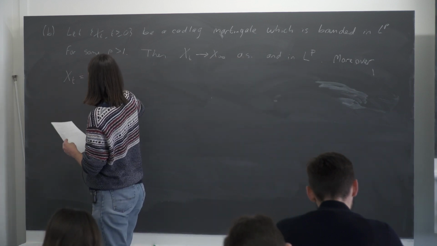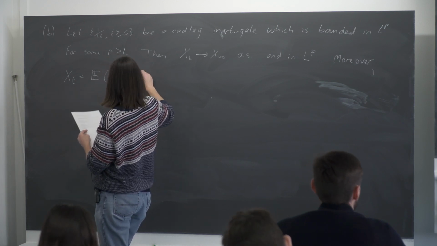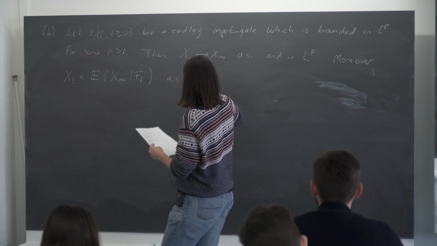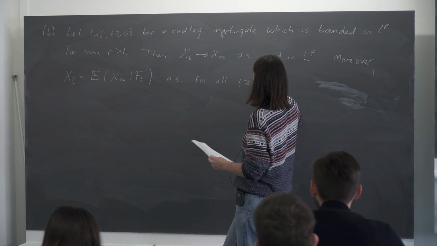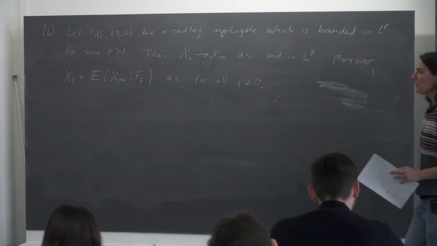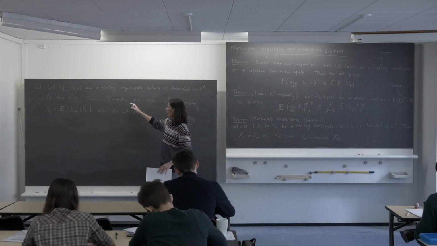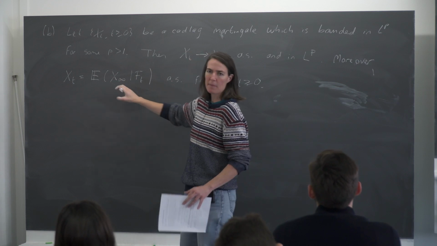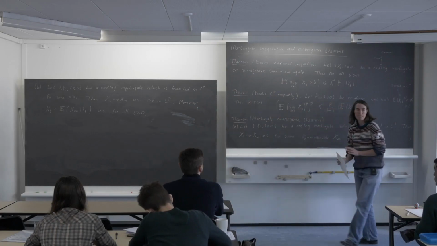X_t is actually equal to the conditional expectation of X_infinity conditional on F_t almost surely for all t greater than or equal to 0. Okay, so that tells you about the kind of processes which can be L^p martingales. They're essentially all conditional expectations of some F_infinity measurable random variable.